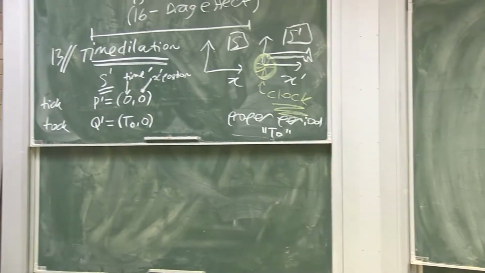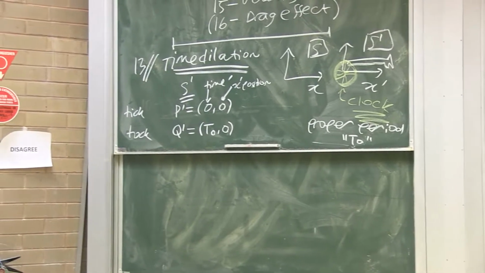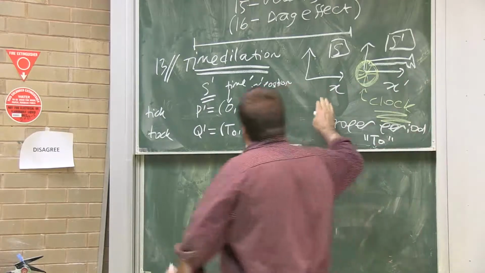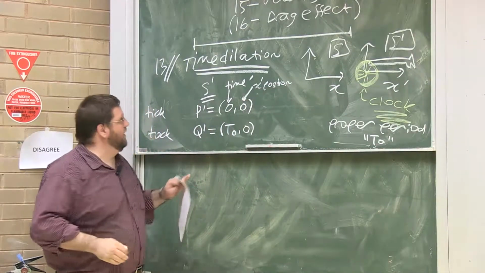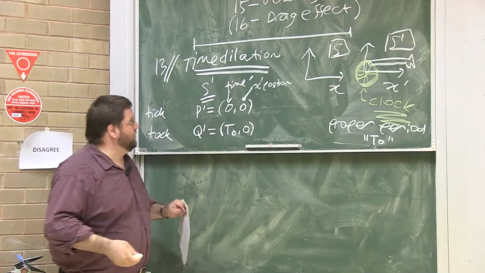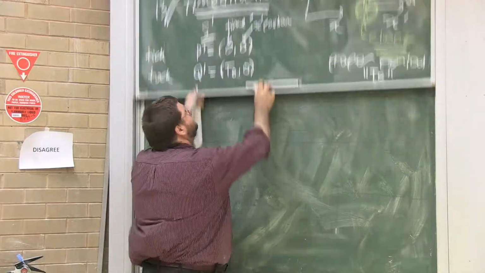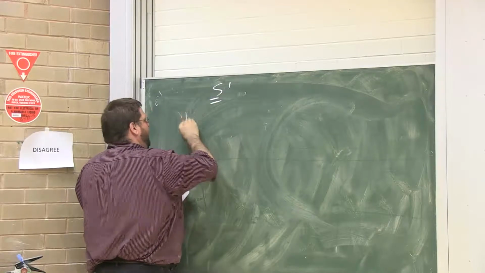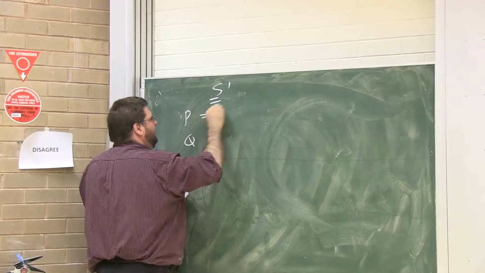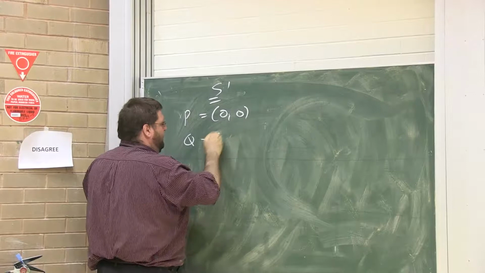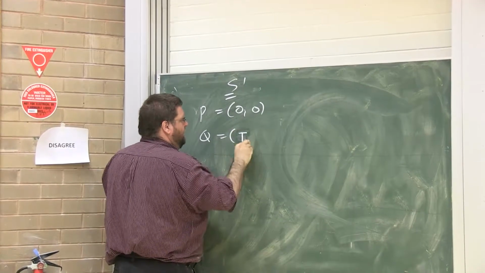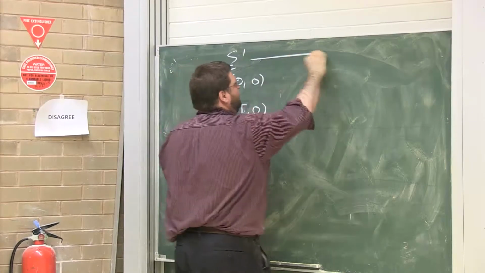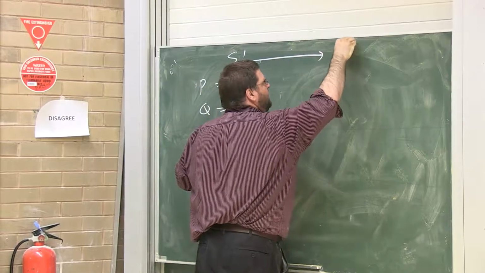But we want to ask the question, what is the period of this flying clock? What is the period at which this clock ticks according to S prime? So we're going to need to transform. So we have S prime, we have our tick and our tock, P and Q respectively. Time first, X position second. Now I want to go from the primed to the unprimed frame.